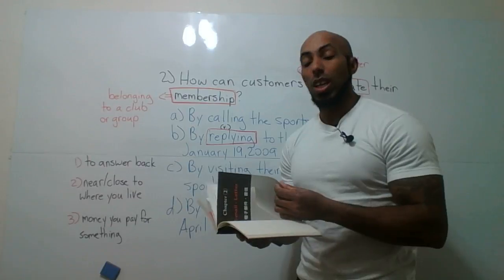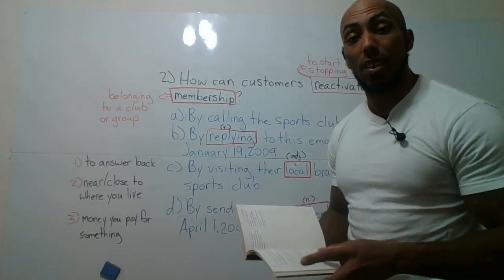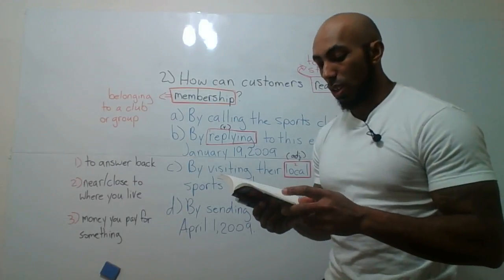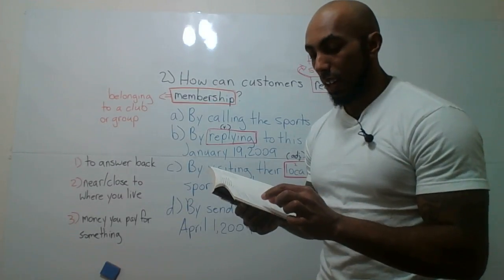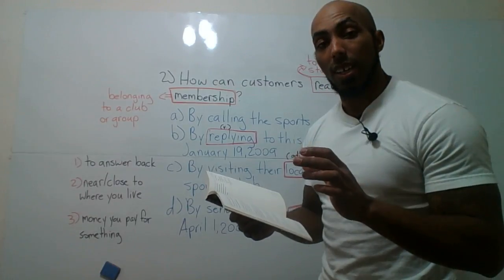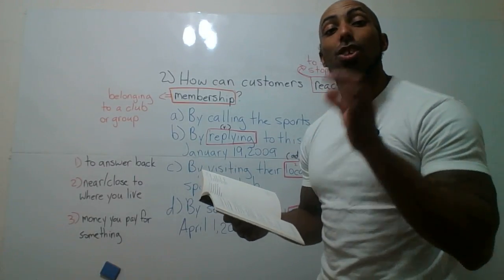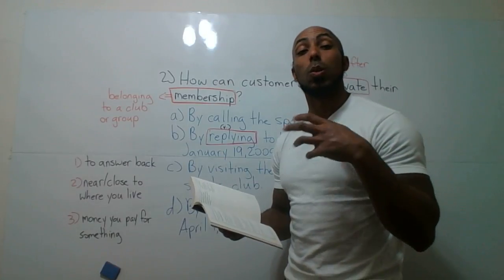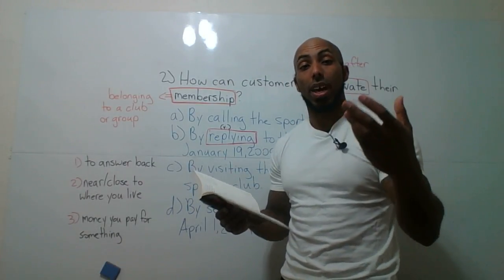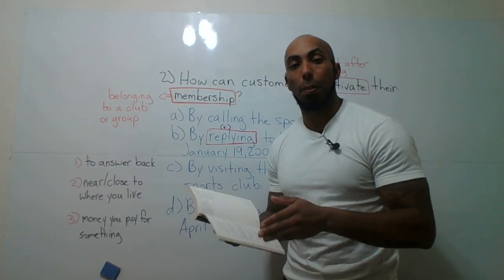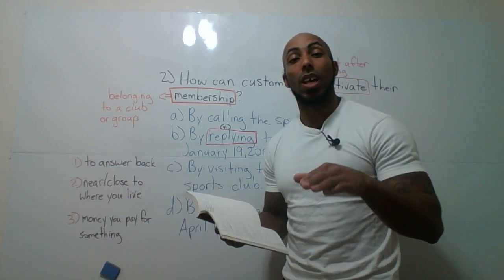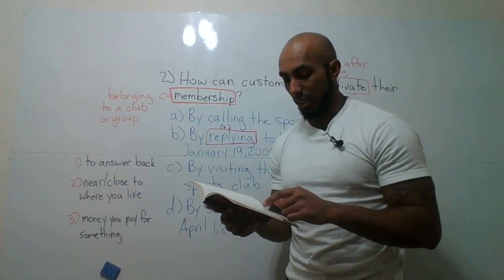Now let's go through each one and see if we can find evidence or proof of that by calling the sports club. Okay, so the first paragraph is talking about the cancellation being processed, which means the sports club recognized or acknowledged that this person wants to stop their membership.